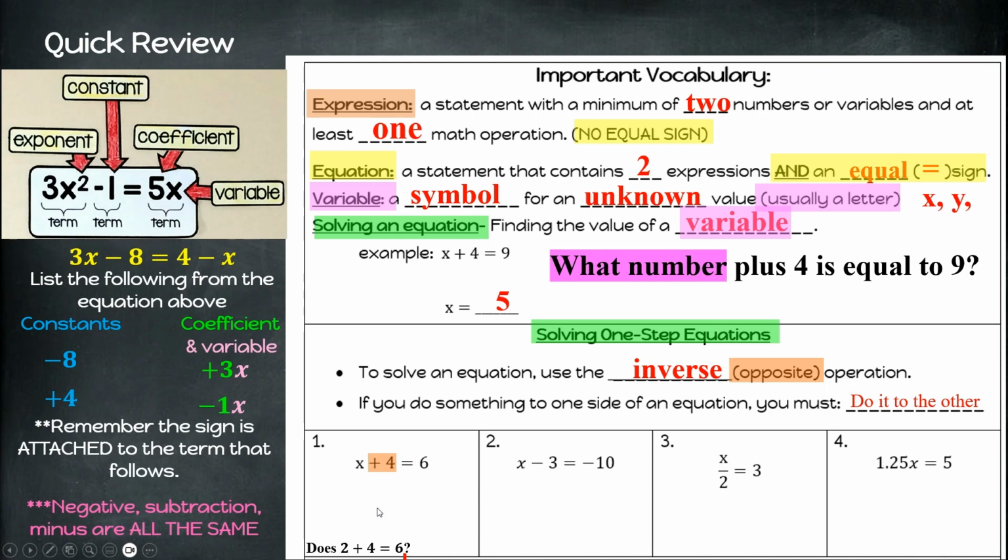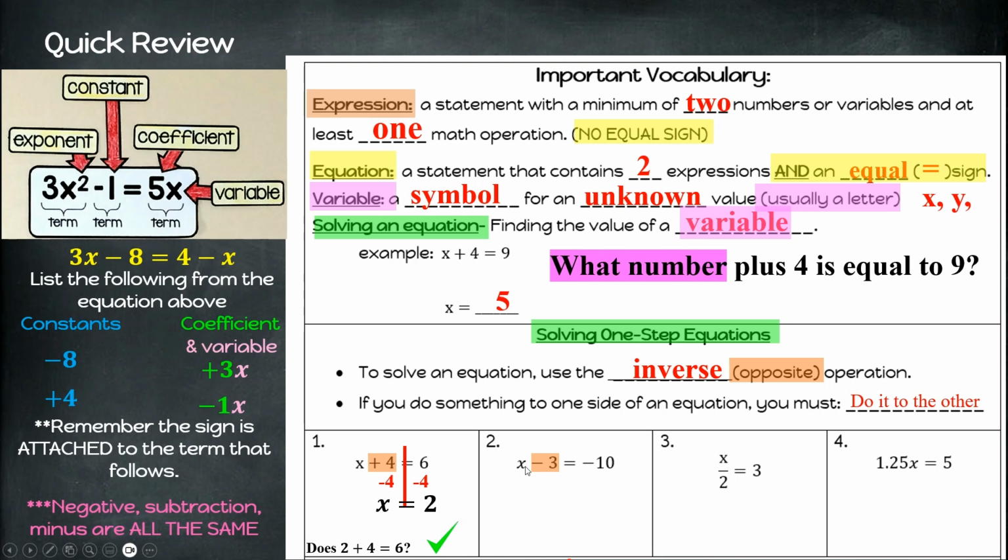So whatever we do to one side, we must do to the other. We have a positive 4, so we're going to subtract 4 from both sides, and we know that x is equal to 2. We can always check our math, because does 2 plus 4 equal 6? Well, yes, 2 plus 4 does equal 6, so we know we have the correct solution.